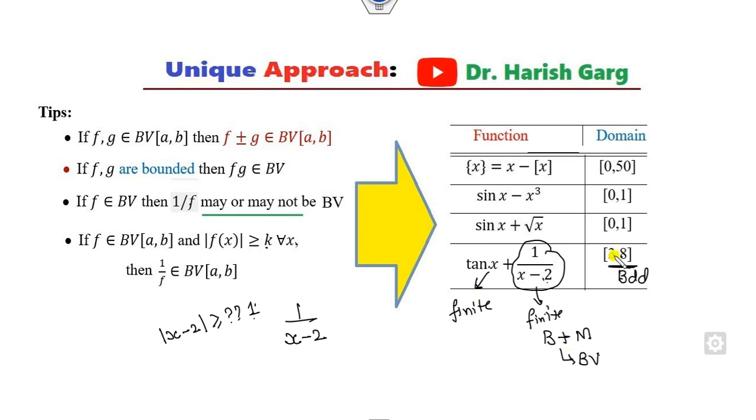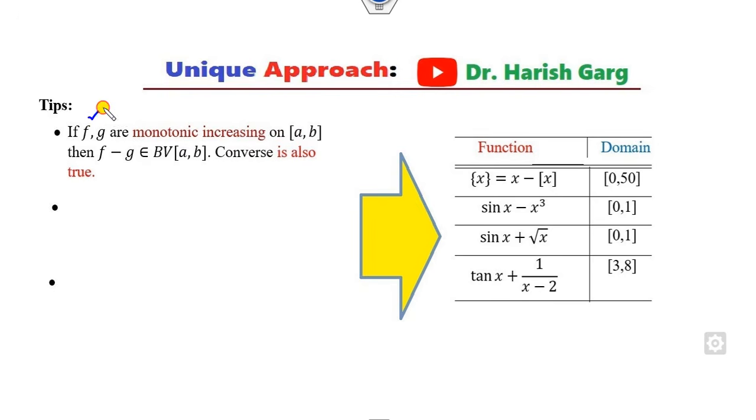Tan x on the interval 3, 8 is bounded. It is monotonic. So it means this is of bounded variation. So this is of bounded variation, this is of bounded variation. The sum of them is also of bounded variation. Hence, this is of bounded variation. So all are of bounded variation.